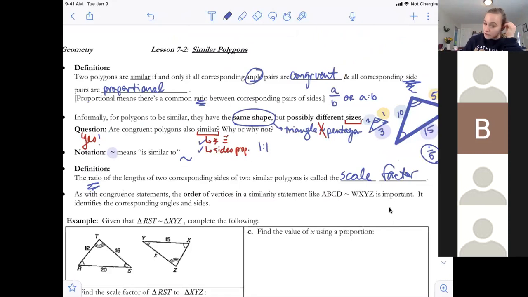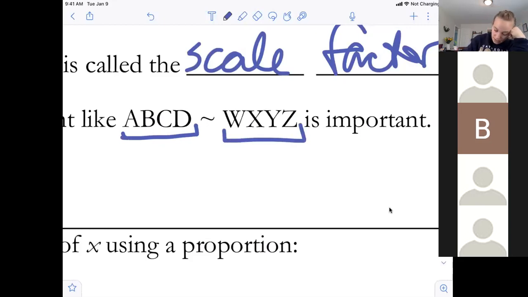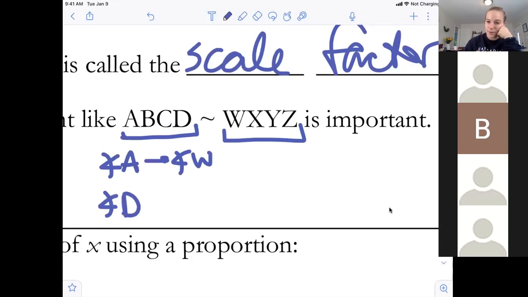And as we start by looking at this first example, I want you to know that the order in which I write the vertices matters. So if I write ABCD is similar to WXYZ, that's important because that tells me that angle A goes with angle W. What goes with angle D? Anyone know? Z. Sorry, D as in dog goes with Z.